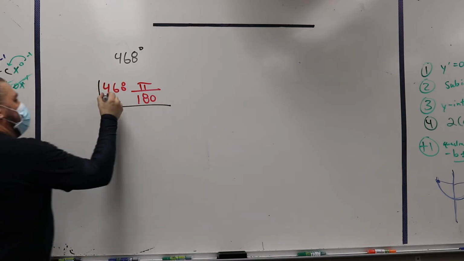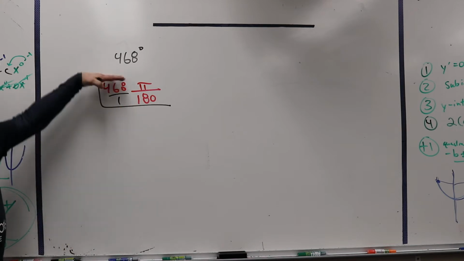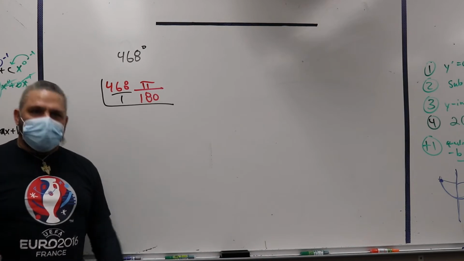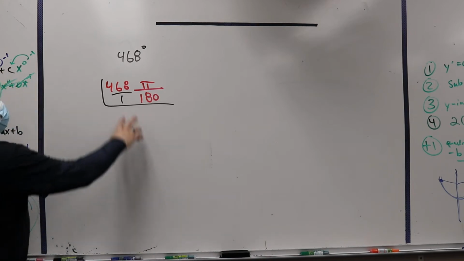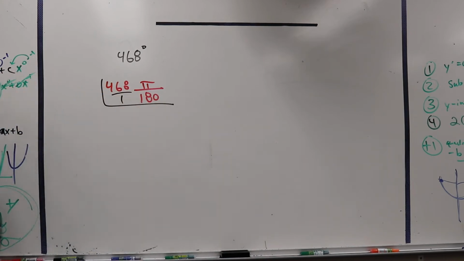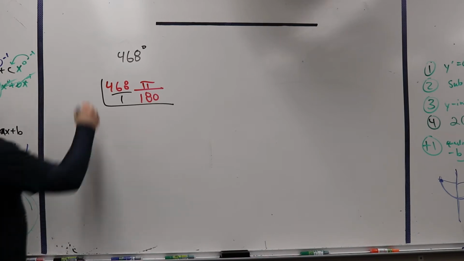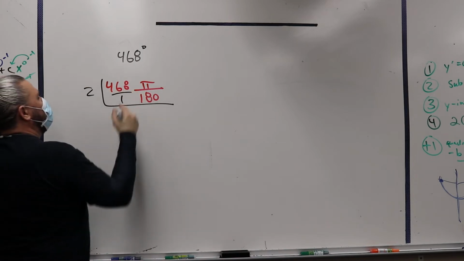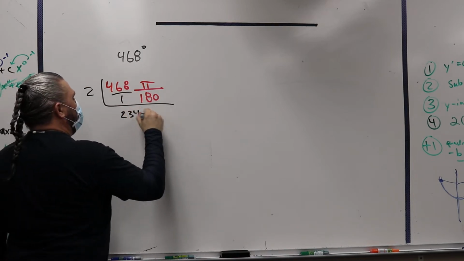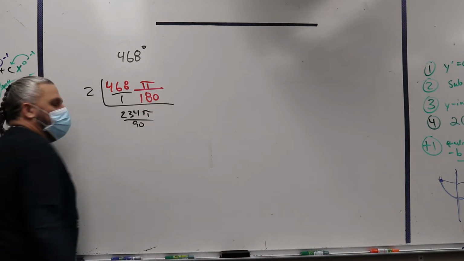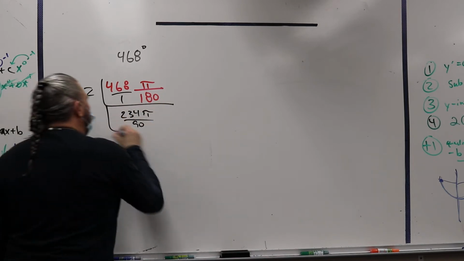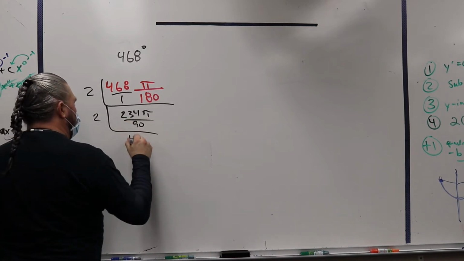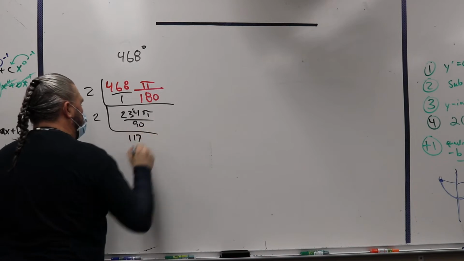I start to think of what goes into the top and bottom. What can I pull out and get rid of to get it smaller and smaller and smaller, right? So I noticed right away that 2 goes into them. So let's just take a 2 out to begin with. If I take a 2 out, then that's 234 pi over 90, right? And I'm like, well, I could take another 2 out. Okay? So that would be 117.